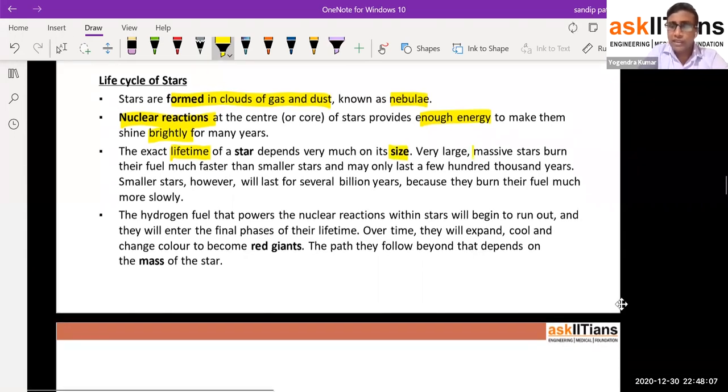So obviously massive stars burn their fuel much faster than smaller stars, right? So the bigger the star, the less life it will have, right? So it may only last for a few 100,000 years, right? Their life will be very small compared to other stars, even though a few 100,000 years is not a small life, right? Humans only have a maximum of 100 years of life, we can say. So what we have seen, massive stars have a small life because they burn their fuel much faster. Smaller stars last for several billions of years, we can say.